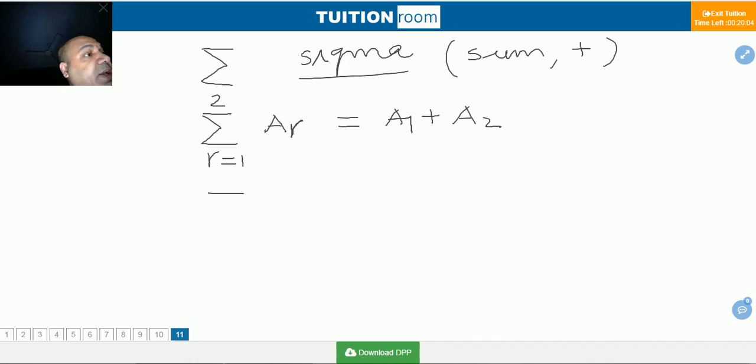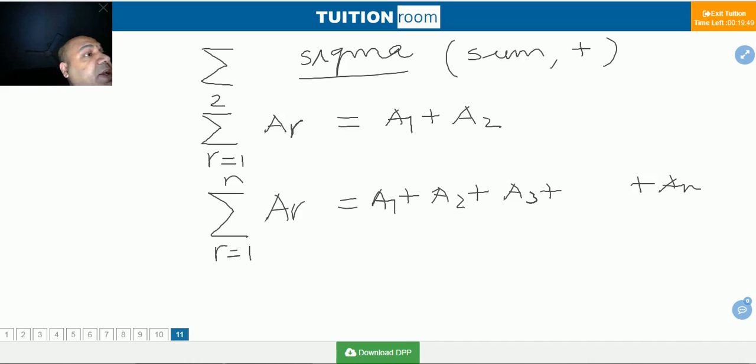If it is written R equal to 1 to N of AR, what does it mean? A1, A2, A3 and so on up to AN, and all the terms will be added up due to the sigma symbol. This is the meaning of the sigma symbol.